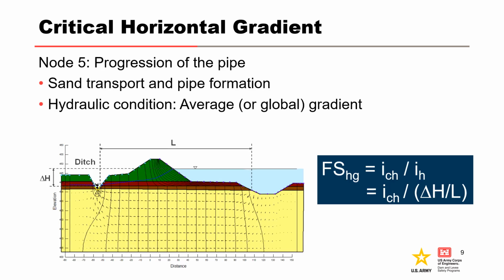Node 5 assesses the hydraulic condition for progression of the pipe upstream or riverward. It considers sand transport and pipe formation and is assessed using average or global gradients.